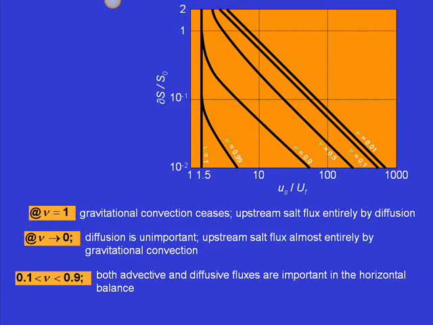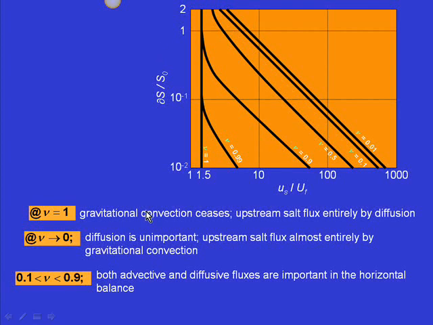It means that gravitational circulation is very active in this system. If it's around this end, it means that the net flow is practically unidirectional. Now the stratification parameter, remember, these low values mean that the water column is mixed, and up here it means that it's highly stratified.